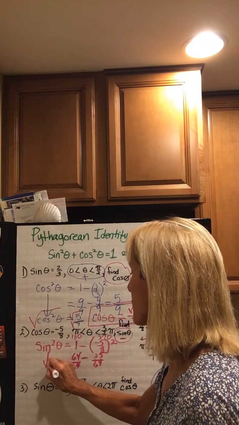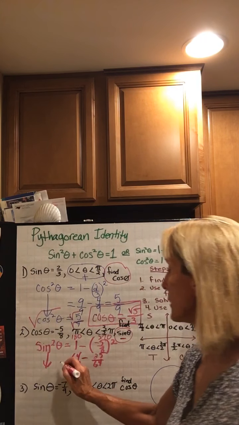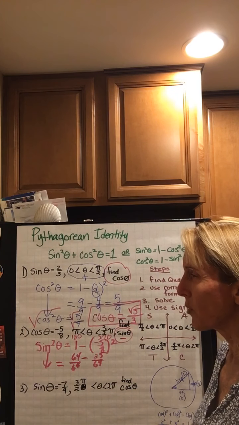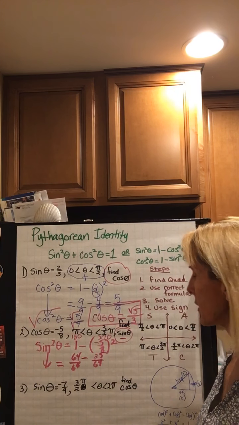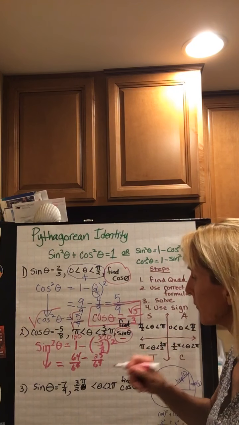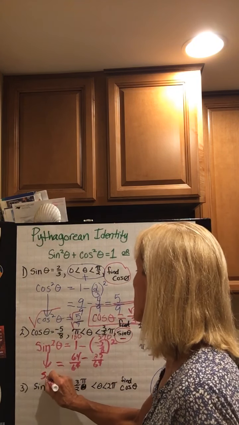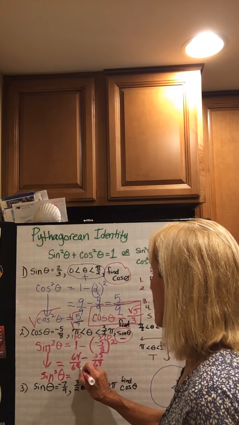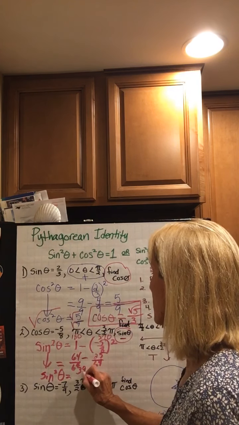And then to have a common denominator, I'm going to change this to 64 over 64. I'm going to bring this down, but I'm going to be a little bit lazy here. So when I subtract 64 minus 25, what do we get there? 39. Let's see, got to make sure I'm doing this right. Yep, so I get sine squared theta equals 39 over 64.